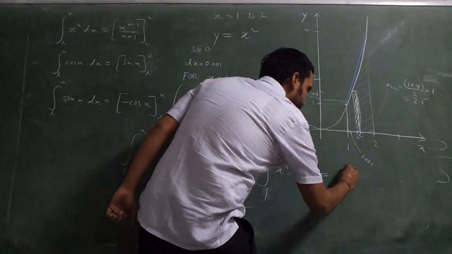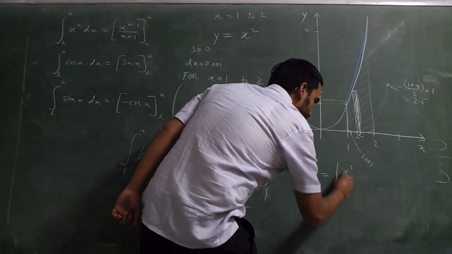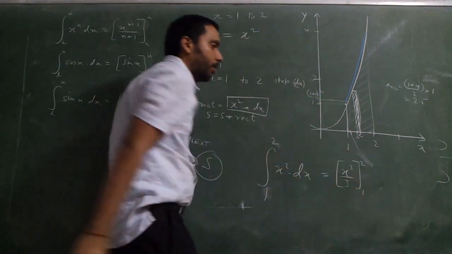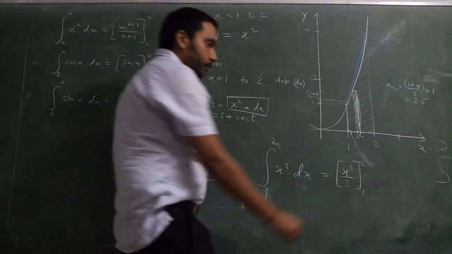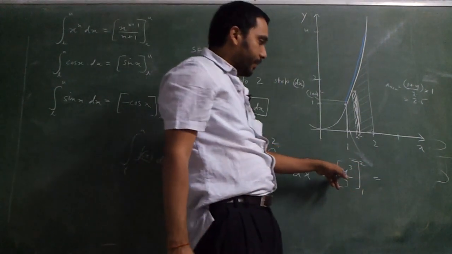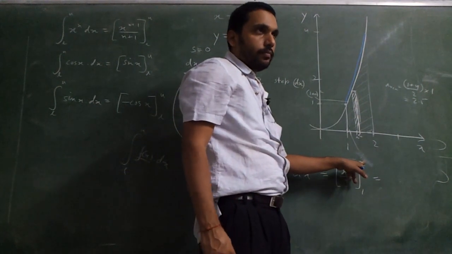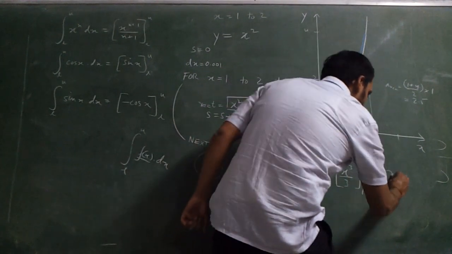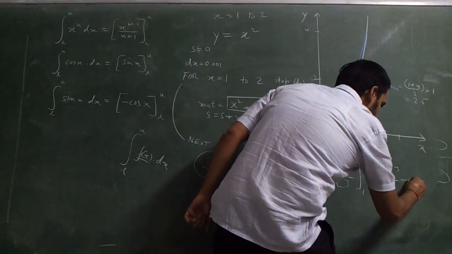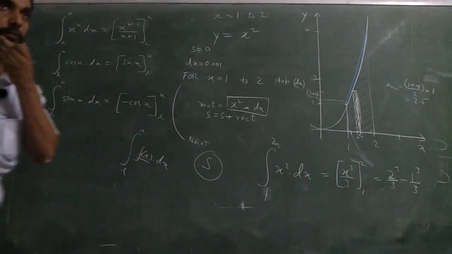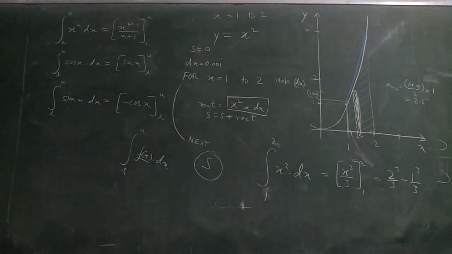You get x cube by 3, lower limit 1, upper limit 2. Now how to apply the limits? You open up the limit bracket like this. Instead of x, the upper limit, minus instead of x, the lower limit. So you have 2 cube by 3 minus 1 cube by 3. This is how you open up the limits.